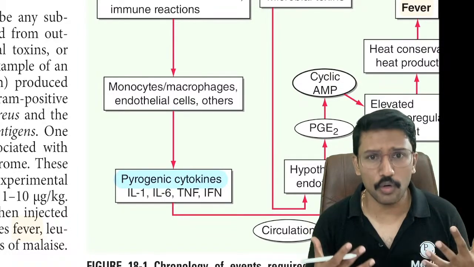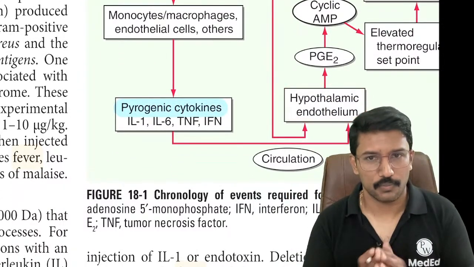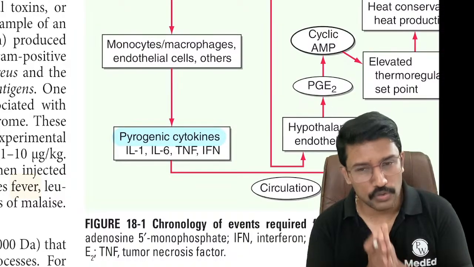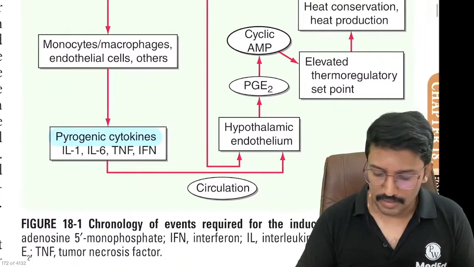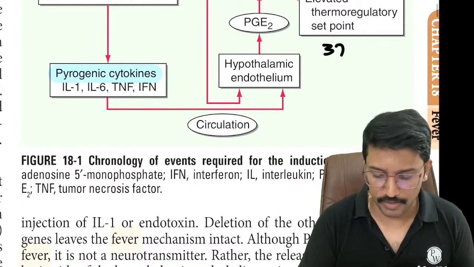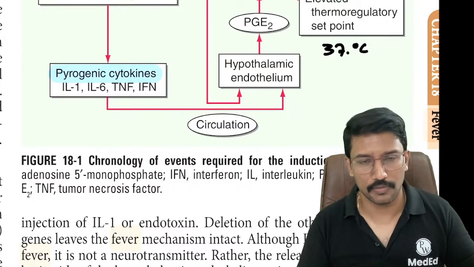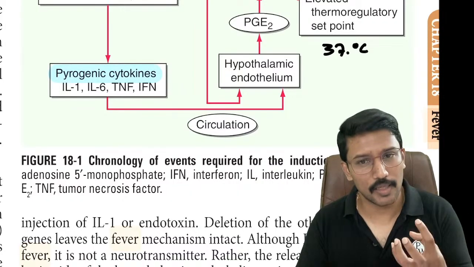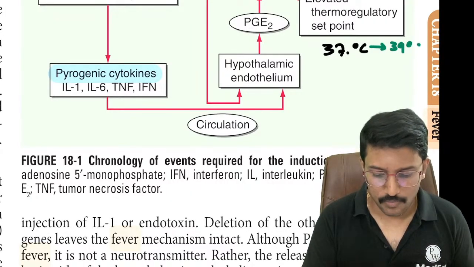From your monocytes, macrophages or endothelial cells, these substances are released. Through circulation, these substances will reach the hypothalamus. Once they reach the hypothalamus, they will stimulate the production of prostaglandin E2, right? And this prostaglandin E2, by increasing the activity of intracellular cyclic AMP inside the hypothalamic cells, increases the thermoregulatory set point. So before infection, let me say the set point was at 37 degrees Celsius. So the body was trying to keep the body temperature around 37 degrees Celsius. Now once I got an infection, in the fight against infection, the body produced interleukin 1, interleukin 6, TNF alpha, interferon. These have reached the hypothalamus, stimulated prostaglandin E2 production, and because of that, this set point is now changed to, let me say, 39 degrees Celsius.